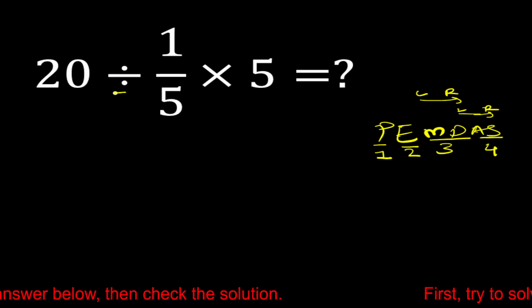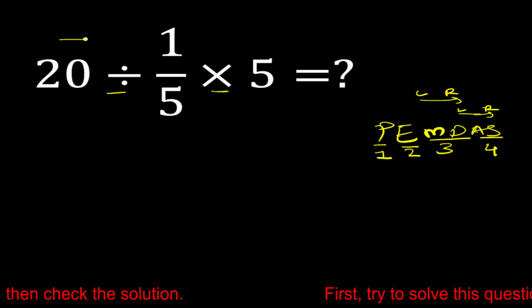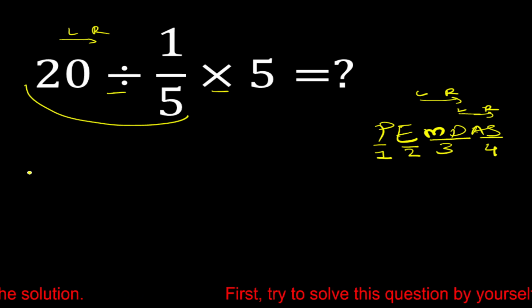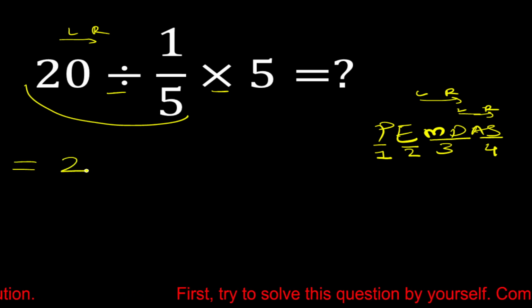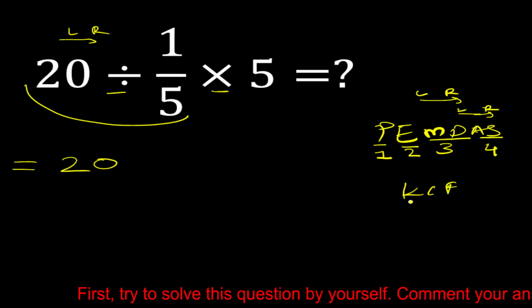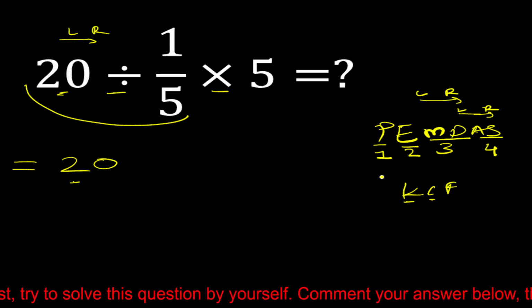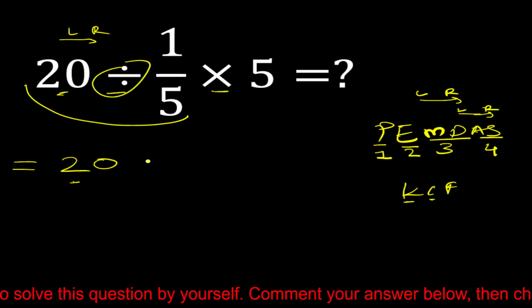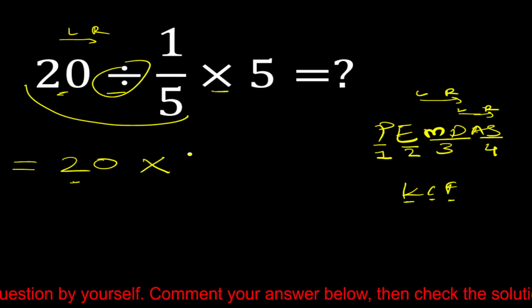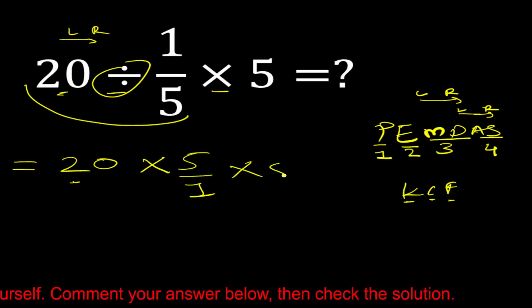So here is division and here is multiplication, both have equal priority, so we have to solve from left to right. So first we have to solve this division, so it is equal to 20. Now according to the KCF rule, K means keep this 20 as it is, C means change this sign from division to multiplication, F means flip this fraction, 1 by 5 becomes 5 by 1, multiply 5.